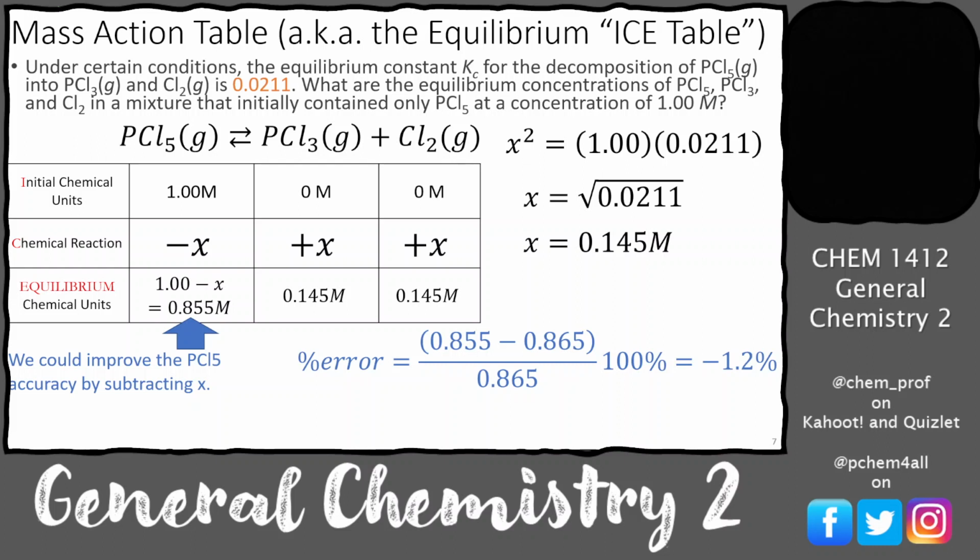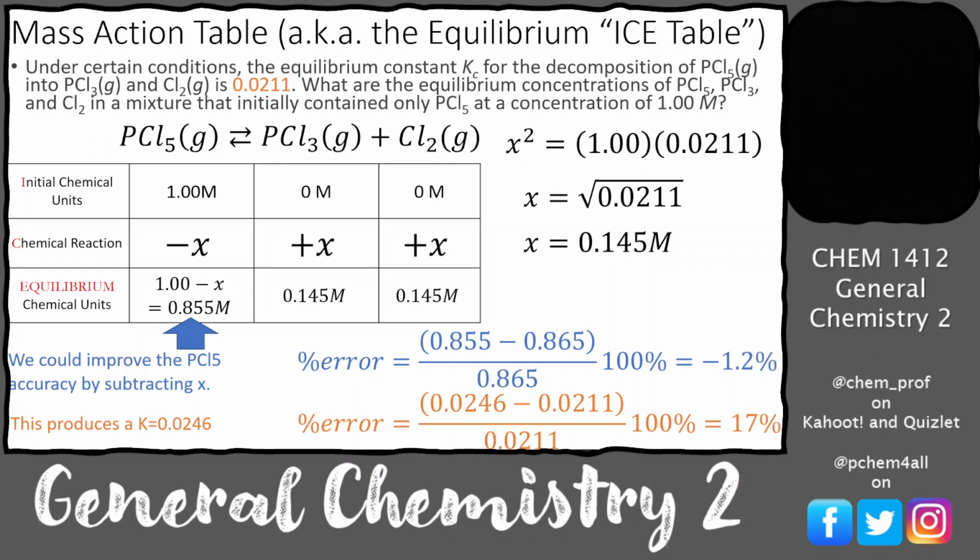But now that we've got incorrect products and incorrect reactants, we can calculate what our K is. This produces a K of 0.0246, which is higher than our actual K. And so that's going to be 17% error. So what we've done is we've pushed our error to the equilibrium constant, and we've gotten pretty accurate equilibrium concentrations. So this is a great assumption, a great tool that you can use.